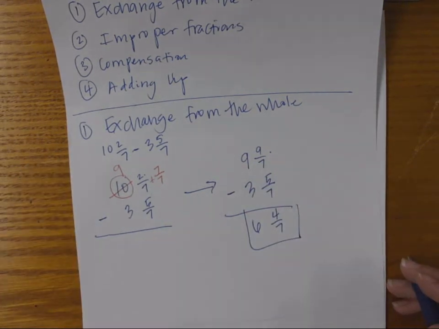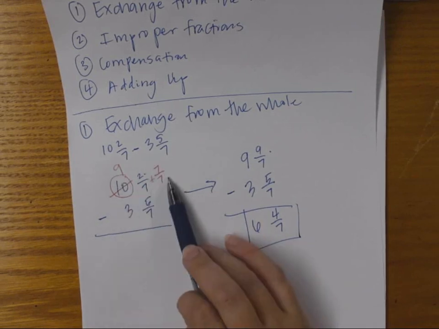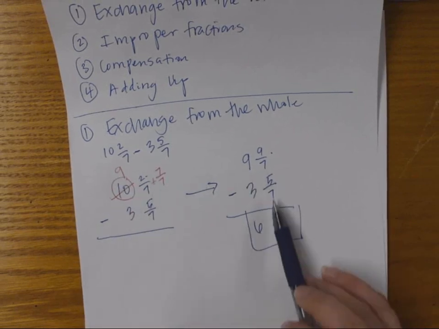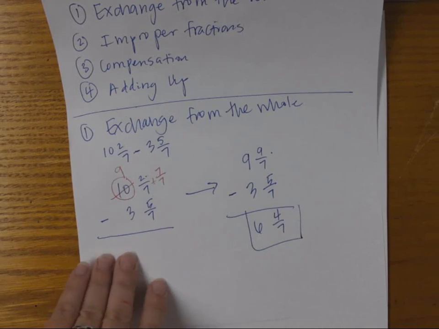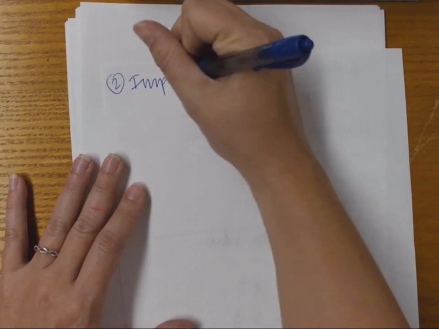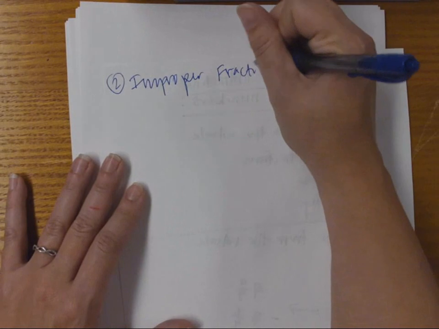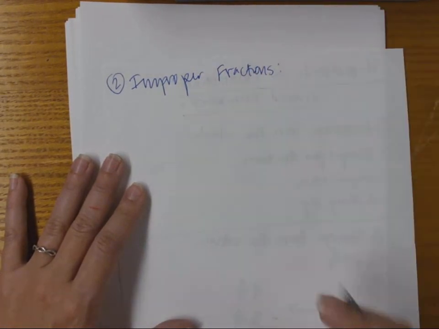Okay, so basically the same idea as if you had base 10 blocks, just breaking it down, borrowing, taking a whole, turn it into a fractional piece, and then subtracting vertically. So that's exchanging from the whole. The next one is improper fractions, and this is how upper level grades are taught to subtract mixed numbers.